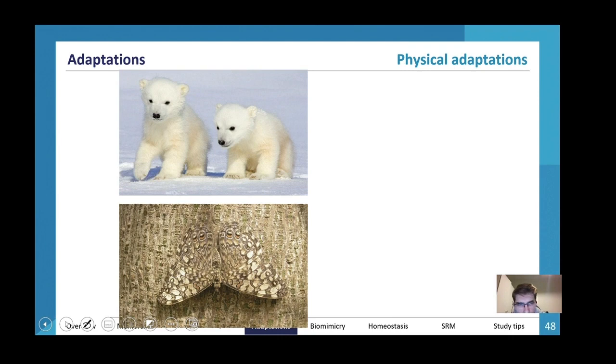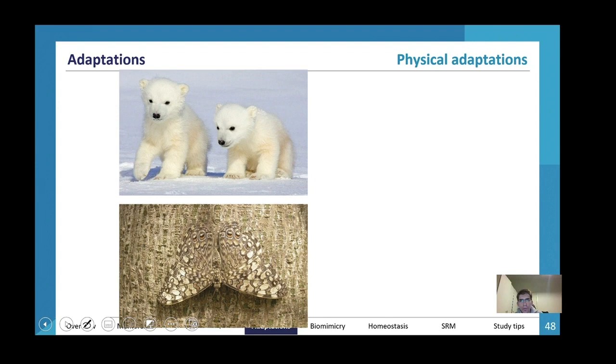So let's look at these polar bears and the moth. The polar bears have this white fur covering them, whereas the moth can almost blend in with the tree trunk. Why is that? Well, adaptations in themselves are only useful as long as they maximize the survivability of the organism. But what does it mean to maximize survivability? It means to increase the probability of the animal surviving, right?